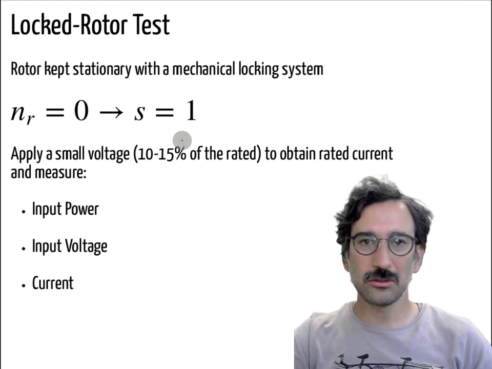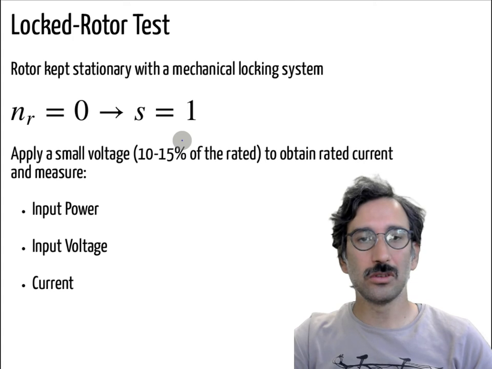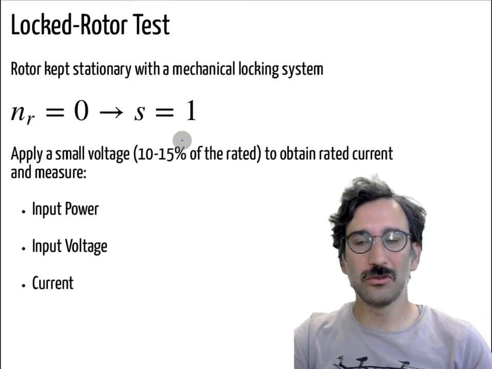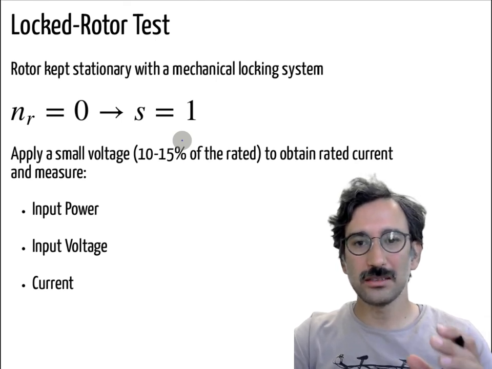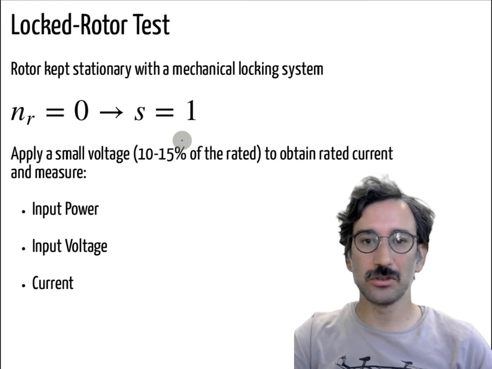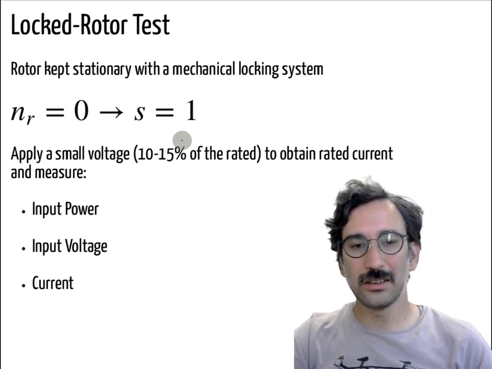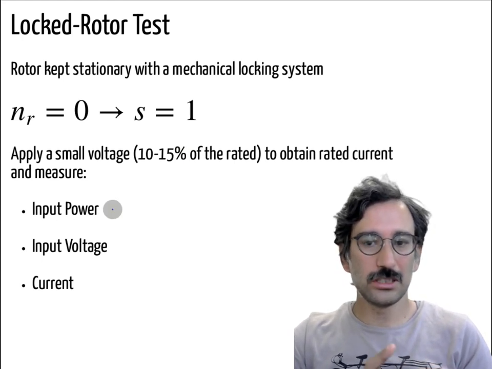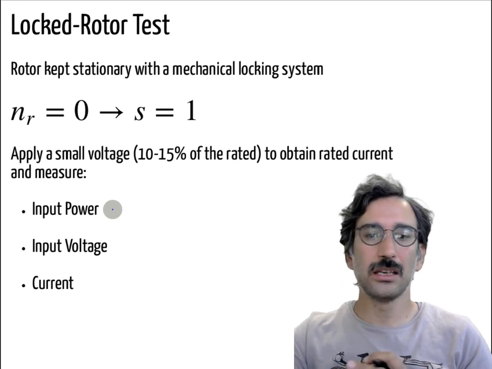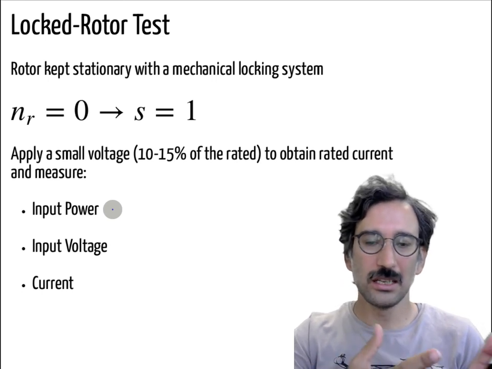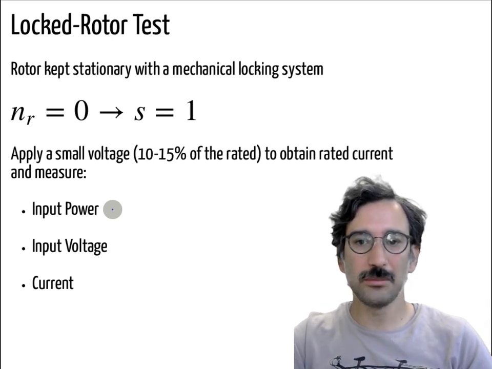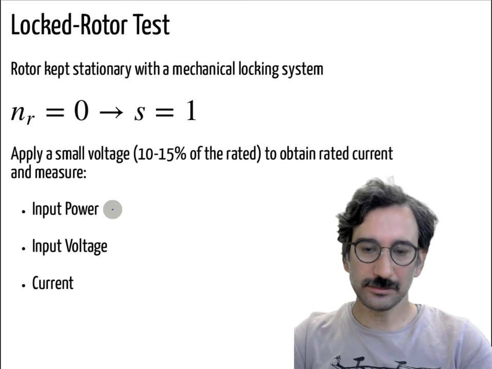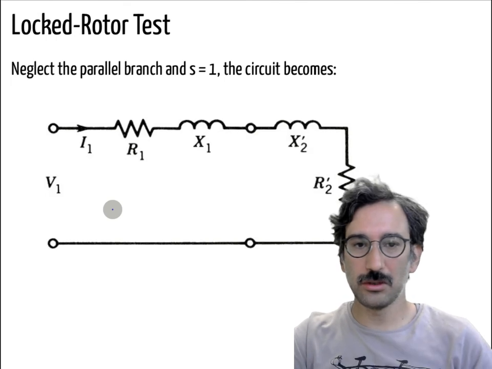Under that condition, if you apply rated voltage, you could damage your transformer, and similarly it can be harmful for your induction machines. So you apply a small voltage, usually 10-15% of the rated voltage, to obtain rated current. And you measure the input power, input voltage, and current. By using those measurements, again, I will solve a numerical example, you will be able to estimate the series circuit parameters.